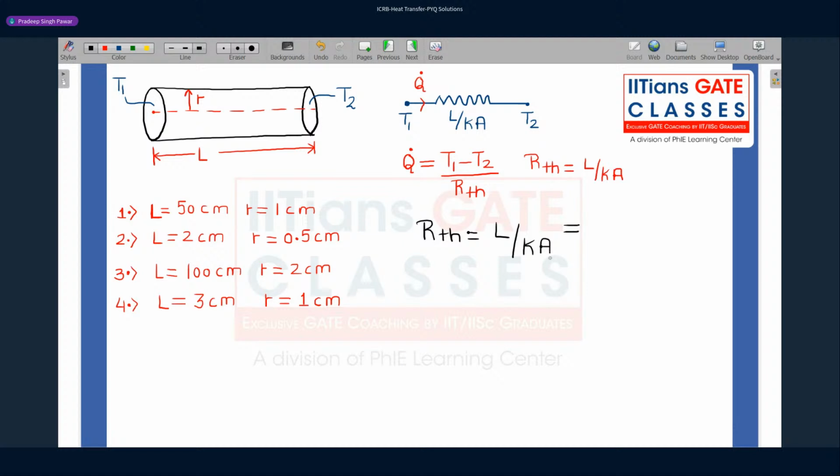So K is constant for all the materials, whatever configuration is being given. L is 50. Let us put it at 50 into 10 to the power minus 2, because that is in meters. Then I have K, which is a constant factor. Cross-sectional area is given by pi r square, 1 into 10 to the power minus 4. So for the first option, what resistance do I get?